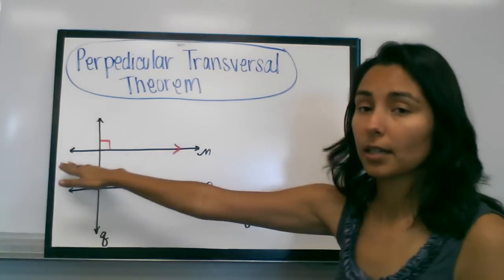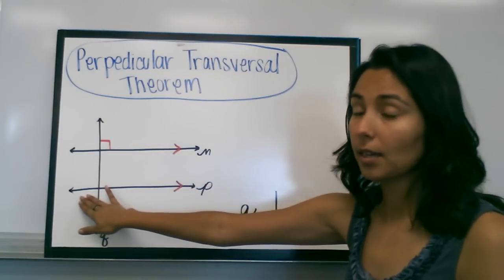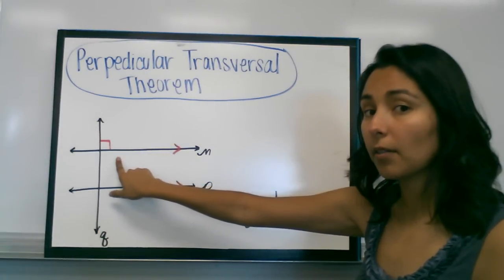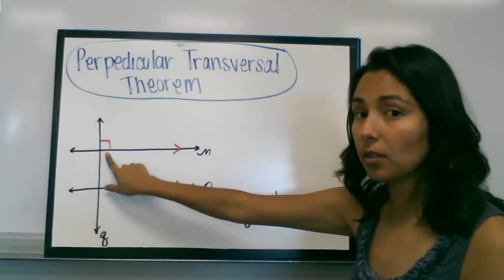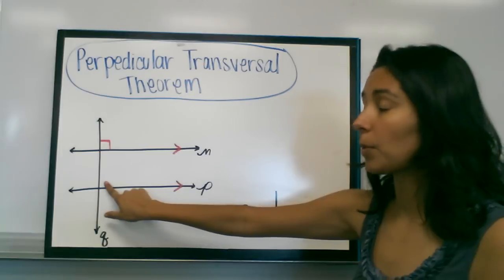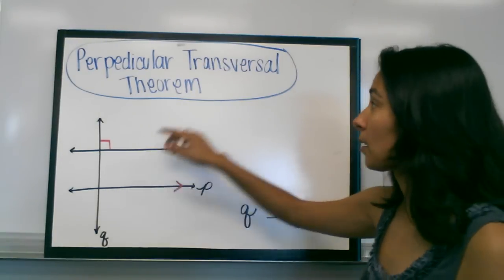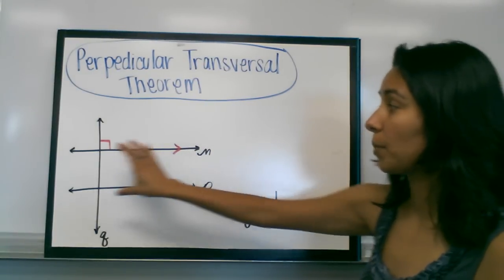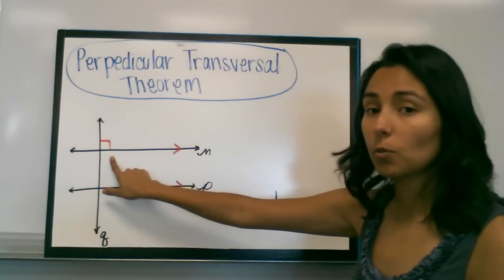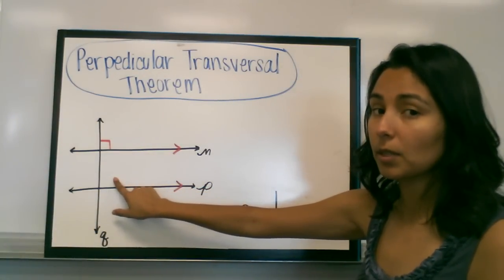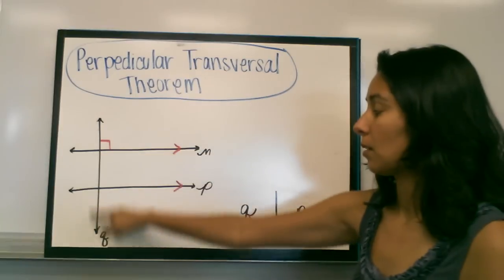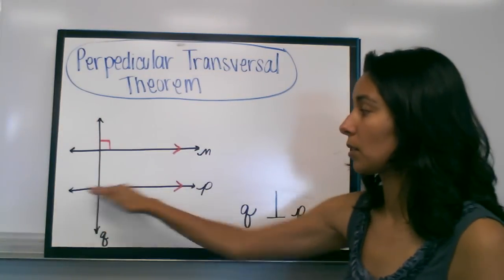If I have two lines that I know are parallel, so that's given, and I have another line that intersects one of the parallel lines at a 90-degree angle, so it's perpendicular, then I know that it's also going to be perpendicular to the other one. So this theorem says that if I have two parallel lines and a transversal, and my transversal is perpendicular to one of them, I know that it's also perpendicular to the other one. So Q is perpendicular to P. Line Q is perpendicular to line P.